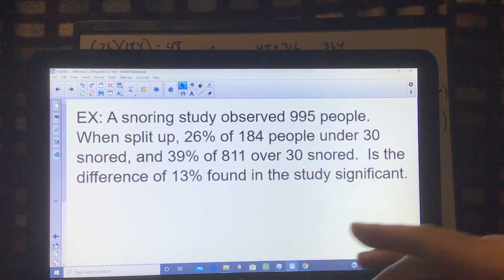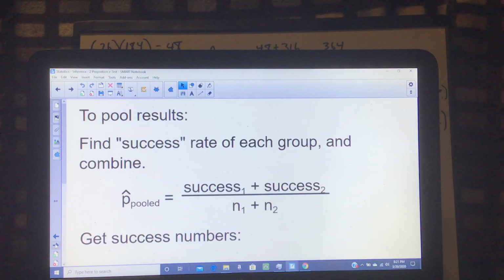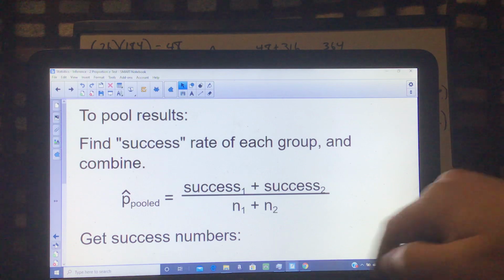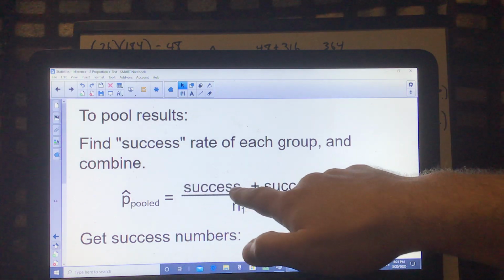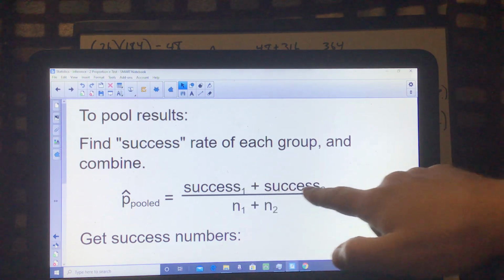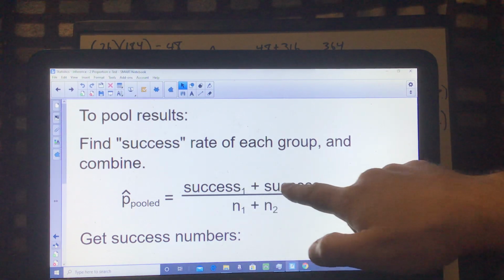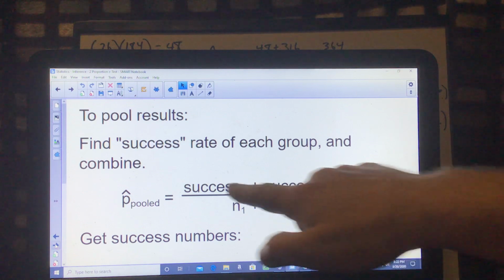So to get the pooled number, which I'll show on the board afterwards, I'm going to take the number of people who snored who are young, 48, add it to the number of people who snored who are old, 316, and add them together.